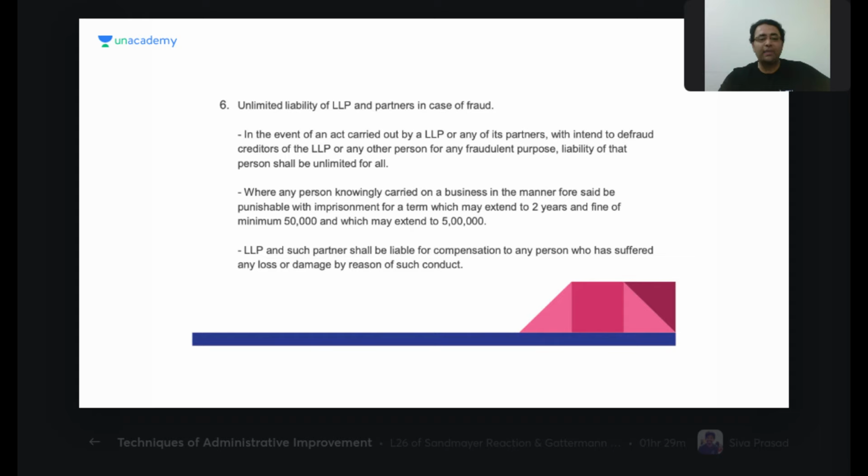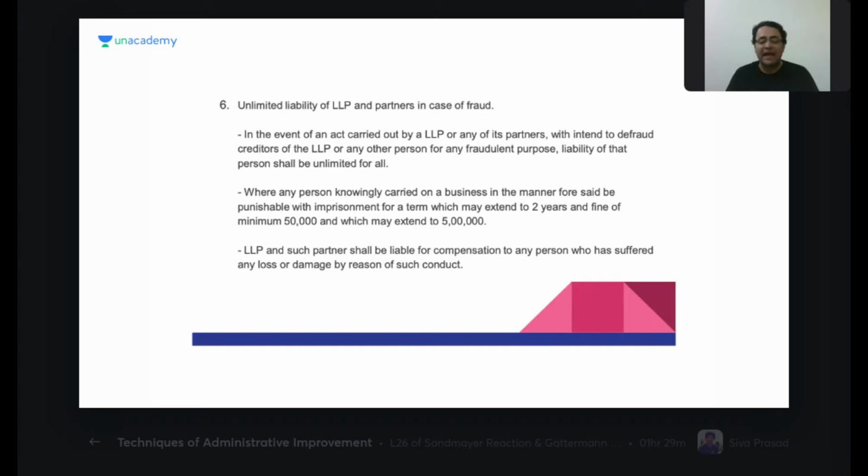Okay, unlimited liability of LLP and partners in case of fraud. Now, in case there is a fraud committed by any of the partners with an outsider or with the LLP, in that case, the LLP firm is also liable to an unlimited extent.